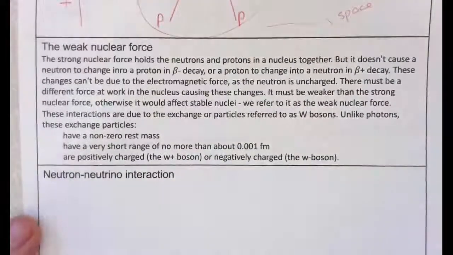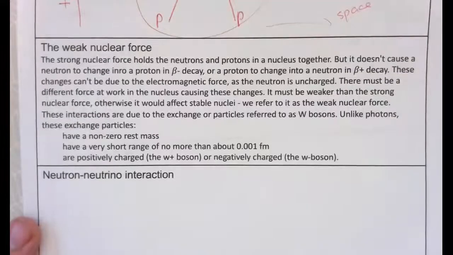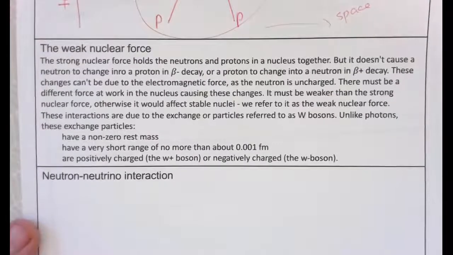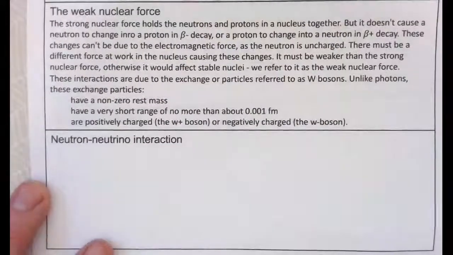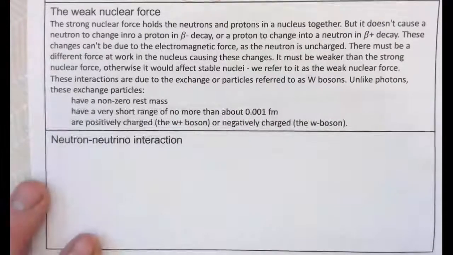If we move a little bit lower in the direct instruction, I've just included a bit of text I've taken from the textbook. I'm going to give you a chance to read this in your own time. It basically talks about what force must be responsible for beta minus and beta plus decay inside the nucleus. It involves the neutron. The neutron doesn't have a charge, so we can't use the virtual photon, so it's not the electromagnetic force. It happens inside the nucleus, so we call it a nuclear force, and it's not as strong as the strong nuclear force because it doesn't affect stable nuclei. But again, have a read through that yourself.